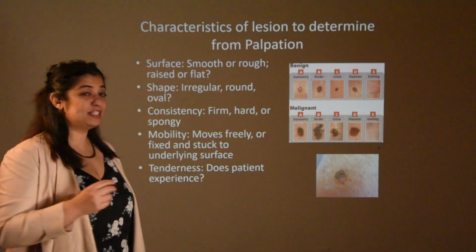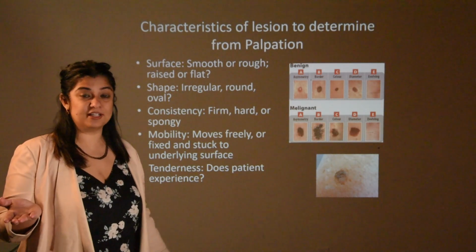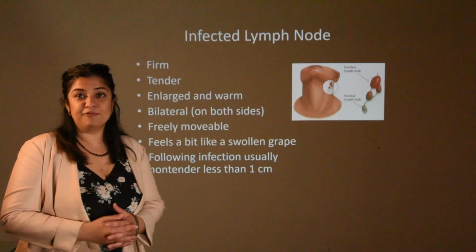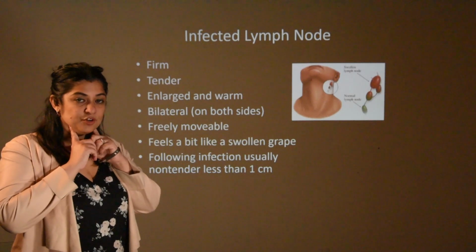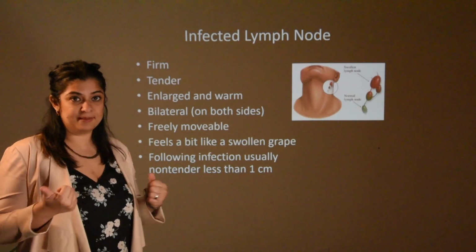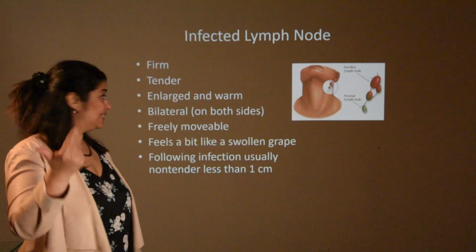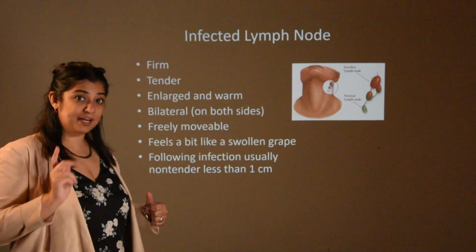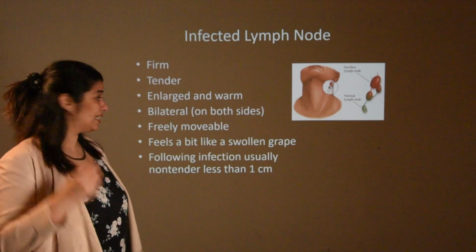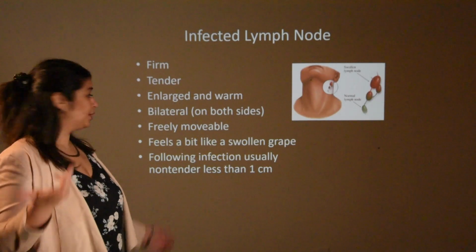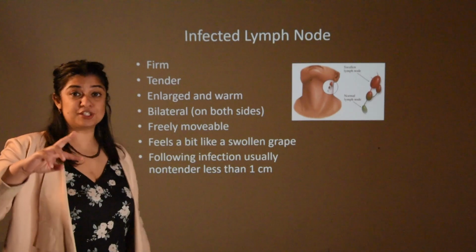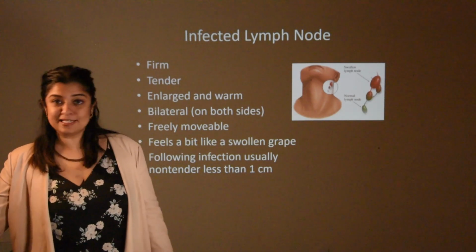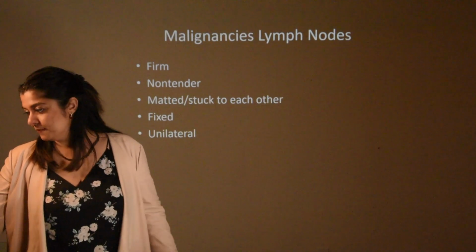Also, tenderness. Does the patient feel any pain? Pain is actually good. It means there's an underlying infection, an infected lymph node. You want to make sure and see whether there are any lymph nodes that are inflamed. Are the lymph nodes firm? Are they tender? Are they enlarged? Are they warm? Are they movable? Are they bilateral? Are they unilateral? Is it on only one side? Does it feel like a swollen grape? Also, did the patient just have an infection? These are all the signs that the lymph node is a fresh lymph node.